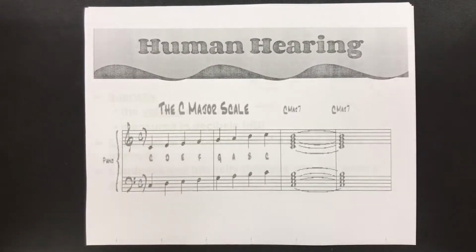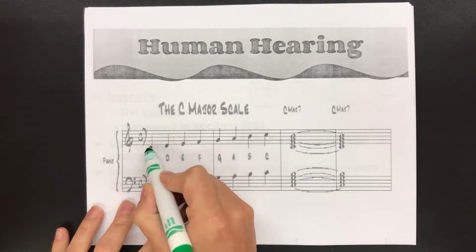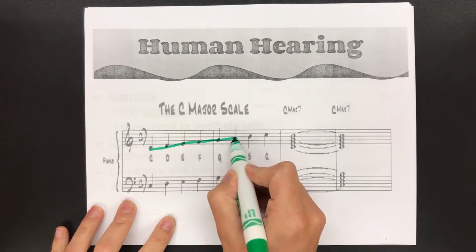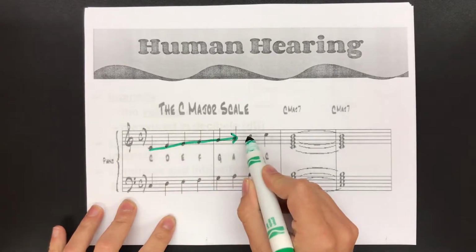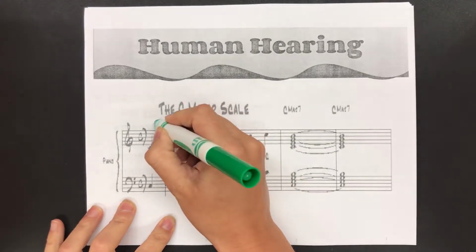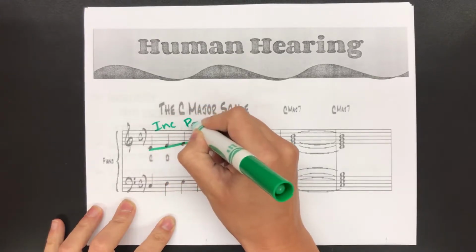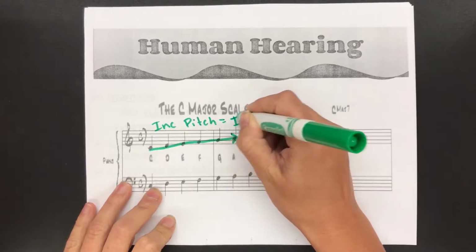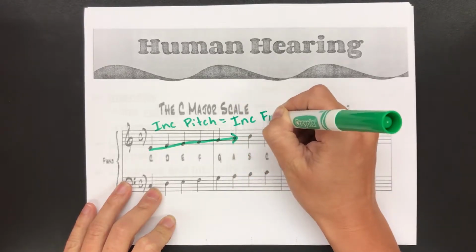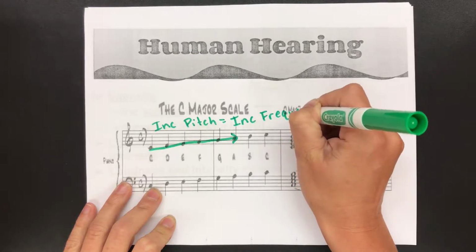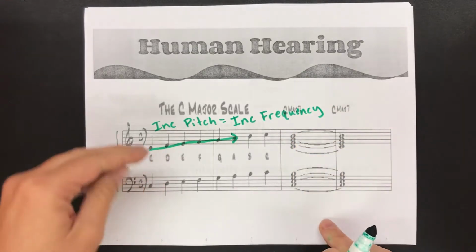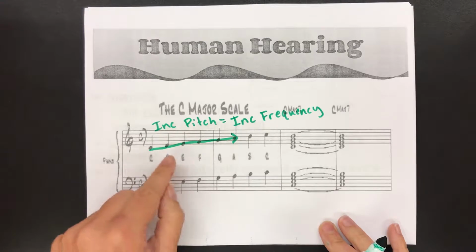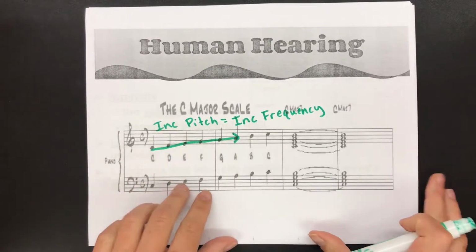Here you have music notes, which show you that exact correlation between pitch and frequency. If you notice right here in your scale, these notes are going up. This is showing you an increase in pitch. This increase in pitch correlates with an increase in frequency. If you were to draw out the waves themselves, you would see that the waves are getting closer and closer together.